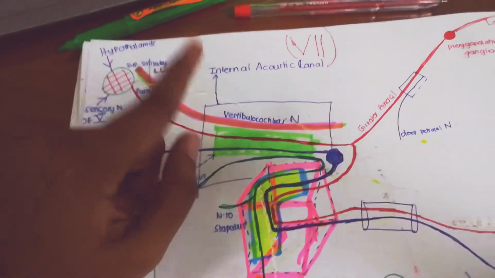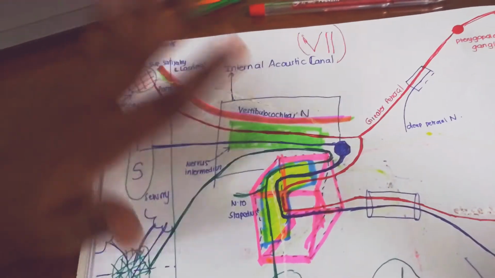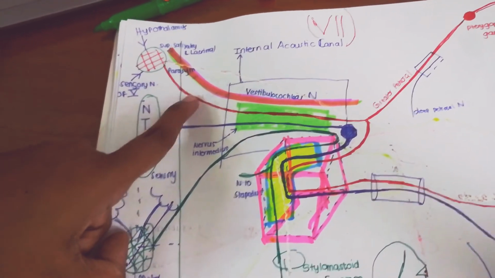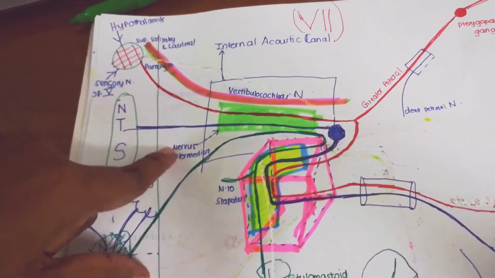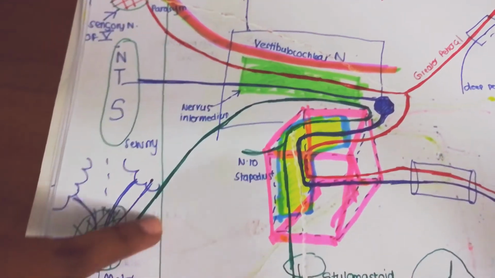So from the cerebellopontine angle, as it comes out, there are two routes. One is the sensory route. This sensory route is now from the NTS. This sensory route is combined with the parasympathetic route. So both these two together we call the nervus intermedius. Then you have the other route, the motor route.